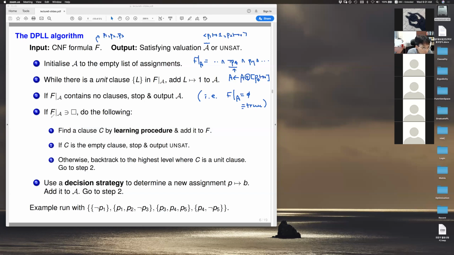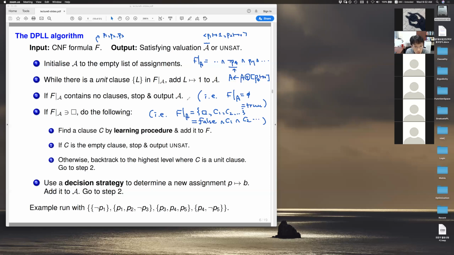The second base case is when F contains box, which means F simplified under A will contain box and perhaps a bunch of other clauses, C1, C2, and so on. But logically, that means it contains a false, so it has this form: false and C1, C2, and so on. You can see that the second case is unsatisfiable because one of the clauses is false. Then we're going to do what I call clause learning. I'm going to explain what it is, but let's move on to the next one.